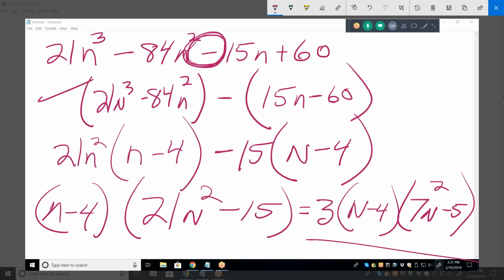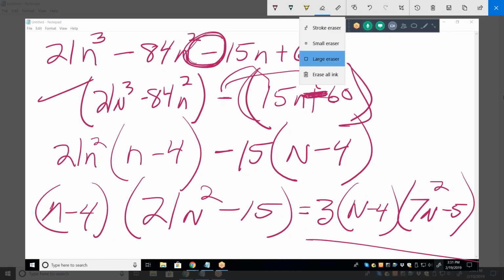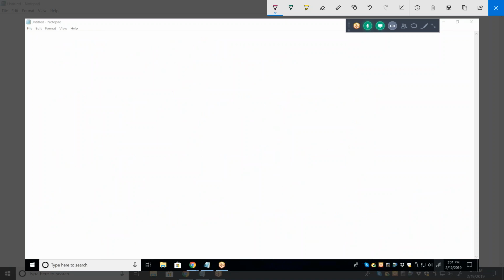I'm telling you, 95% of students make the same mistake you made, where they make that a plus 60. And it's not a plus 60. When I add parentheses to those last two terms, I've got to turn that into a negative, because this negative sign gets distributed to both terms. And that's why you have to do that. All right, what else you got?